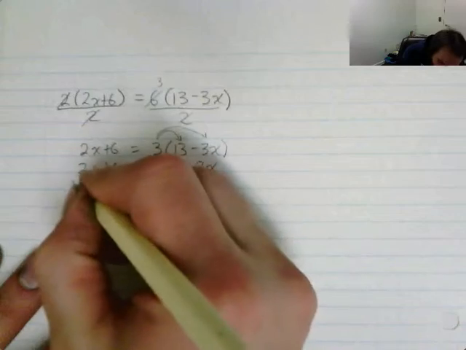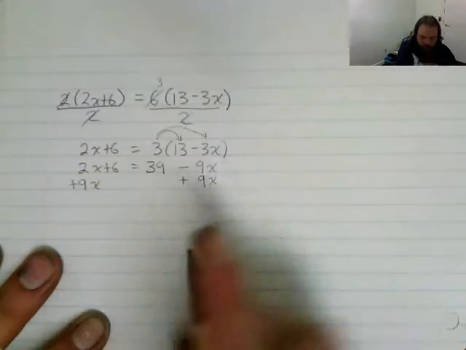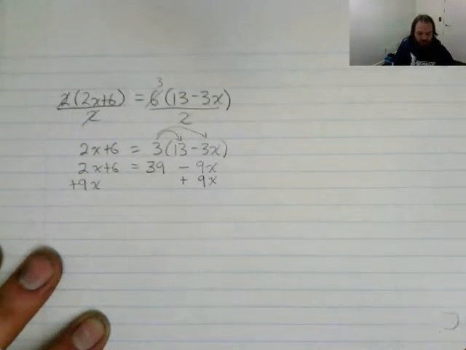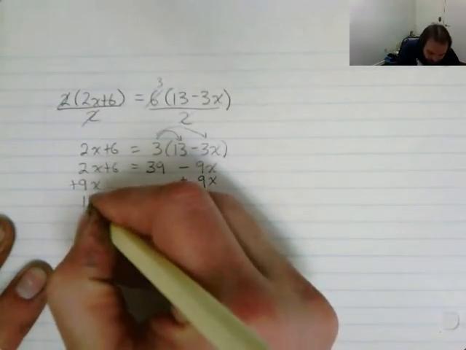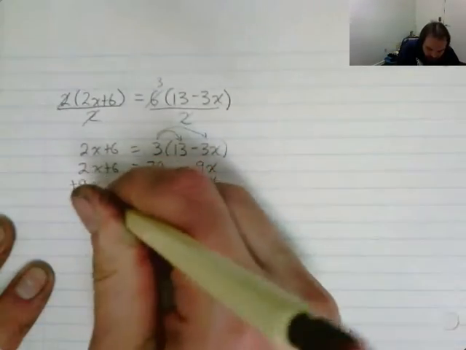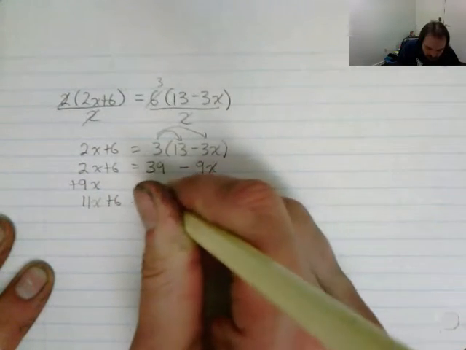So I'm going to add 9 on this side. So what I do to one side, I must do to the other side. So these will cancel off to give me 0, and I'm going to have 11x on this side plus 6 is equal to 39.